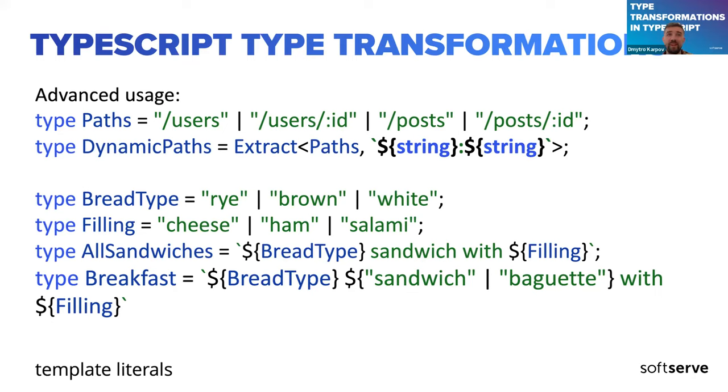And we can even move further and prepare a breakfast type, which operates on the bread type and basically makes a sandwich or baguette depending on our choice. Yeah, that's really interesting. And what is the trick here? Inside a template literal, we can also inline another union if we want to, like in the breakfast type. Keep in mind that this additional union exponentially increases the number of enumerations. So it's similar to all sandwiches, but it even further pollutes our type with all possible sandwiches and baguettes. I hope you get it.